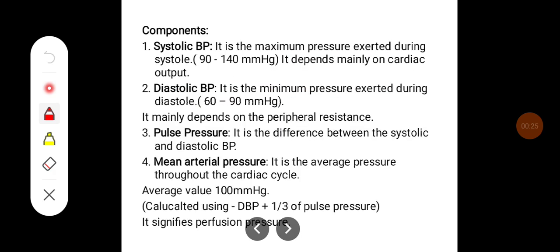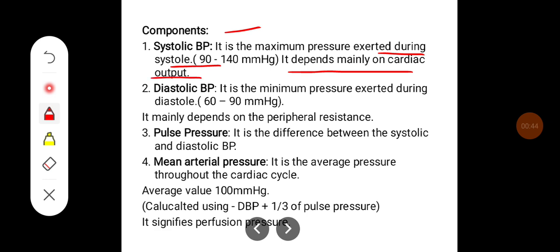Before we try to learn how to measure the blood pressure, we'll try to learn some of the normal terminologies. Systolic blood pressure is the maximum pressure exerted during the systole and it averages between 90 to 140 mm of Hg, and it depends mainly on the cardiac output.